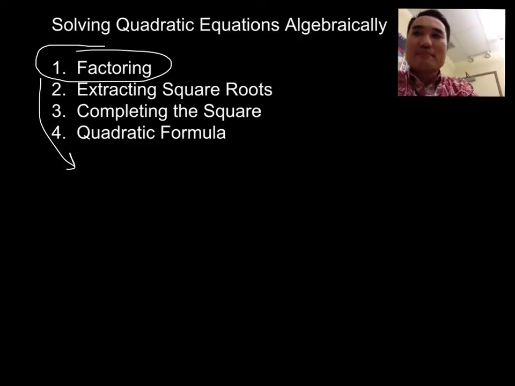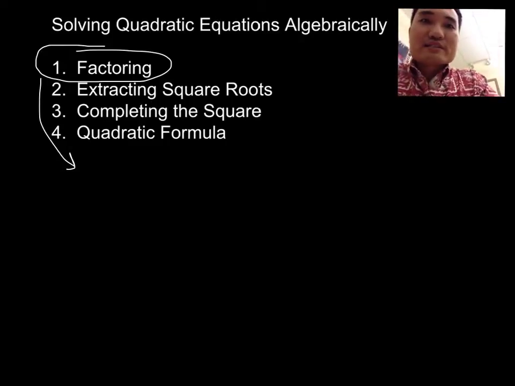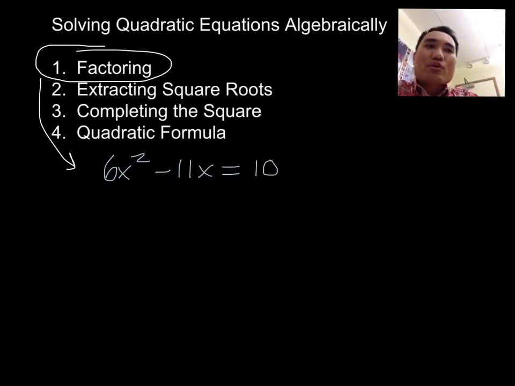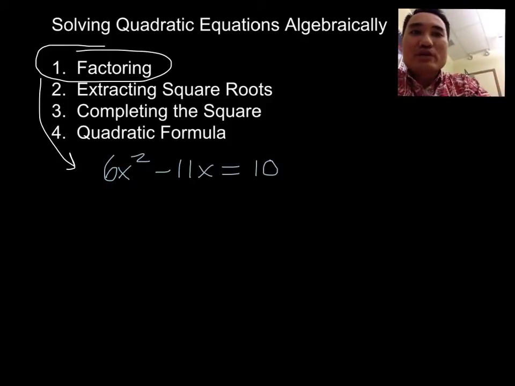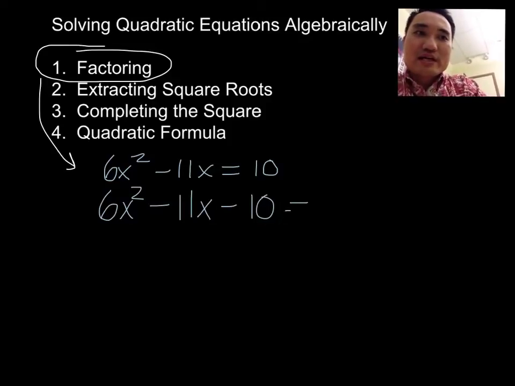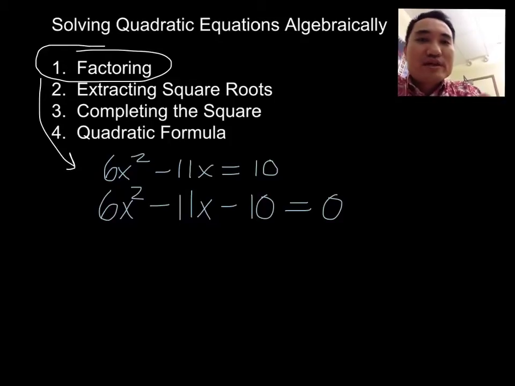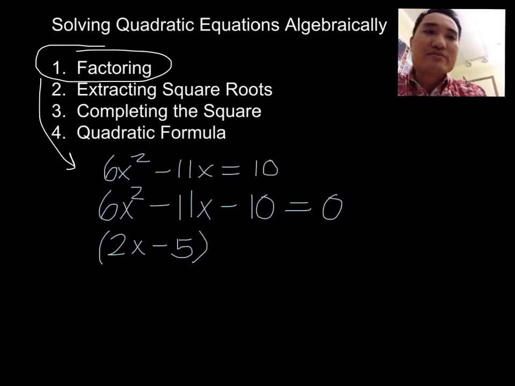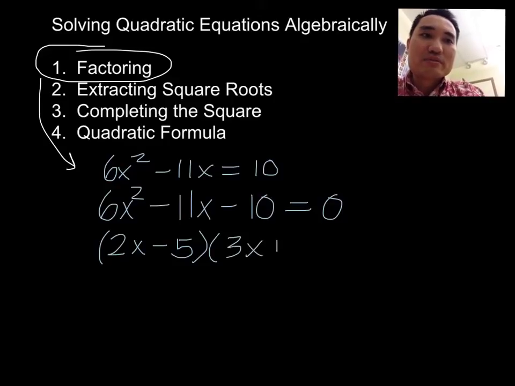So here's an example. Solve 6x squared minus 11x equals 10. Now, in order to factor a quadratic equation, we want to make sure that everything is on one side. So here, we move the 10 to the other side. Then, hopefully, your factoring skills are pretty good from Algebra 1 and Algebra 2, because this easily factors into 2x minus 5 and 3x plus 2.